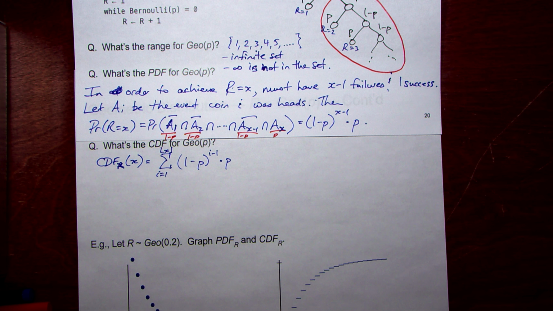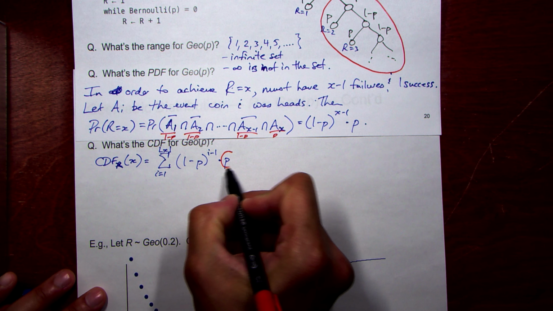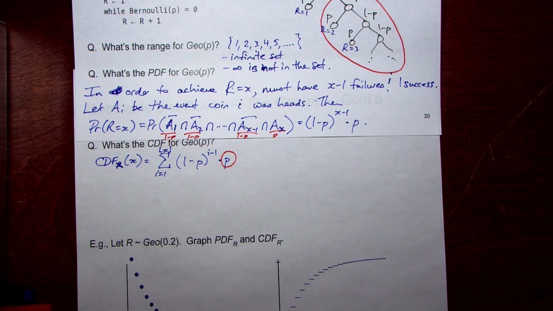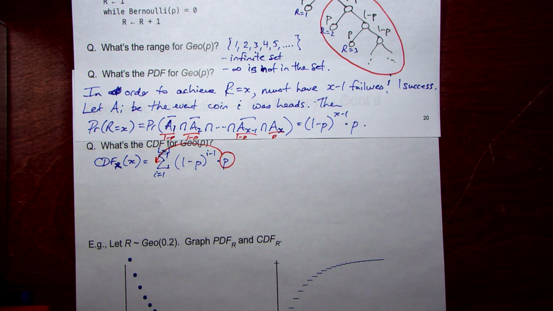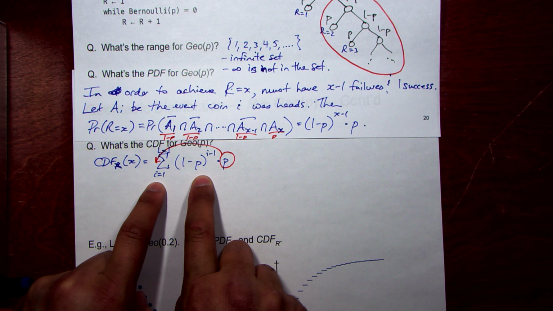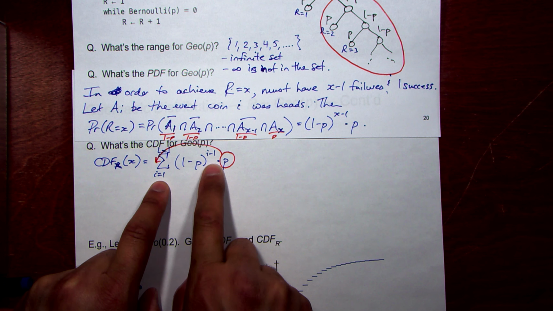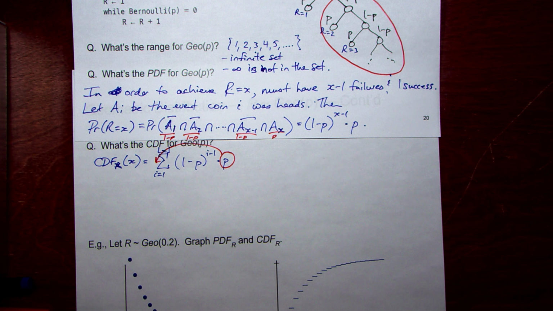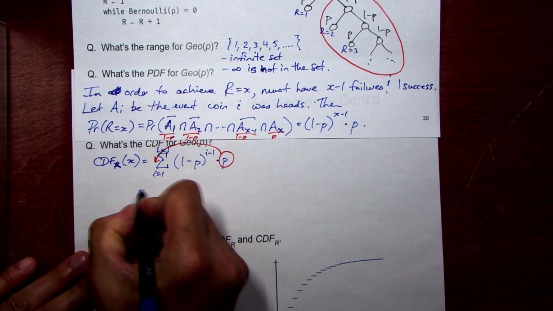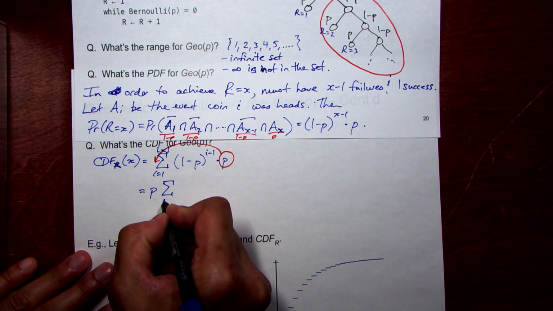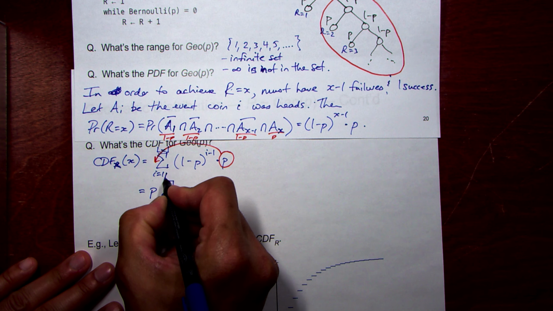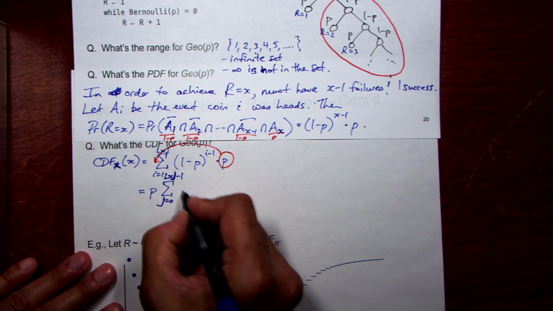And of all the things in there, p doesn't actually have anything to do with i, so that's a common factor, and we can pull it out. Whatever is left inside is 1 minus p to the 0 when i is equal to 1, then 1 minus p to the 1 when i is equal to 2, and then to the 2, and to the 3, all the way up to x minus 1. I'm just going to change the indices a little bit for our convenience. I'm going to pull out the p, and rewrite the sum as going from j equals 0 to x minus 1 of 1 minus p to the j.